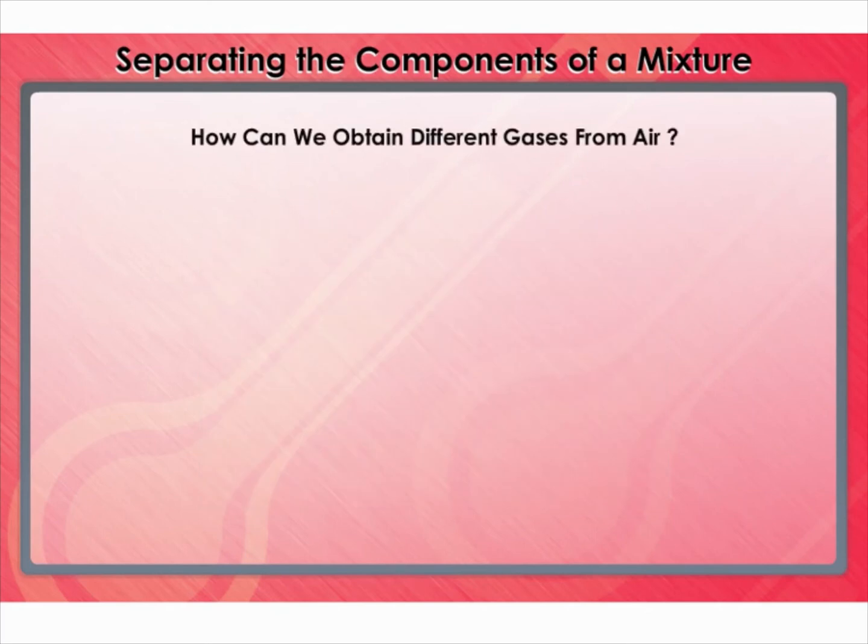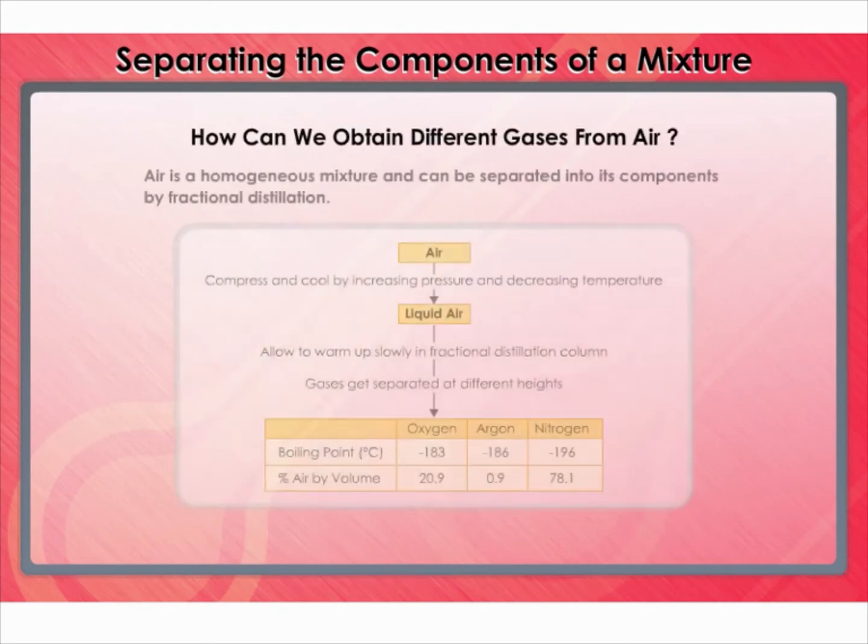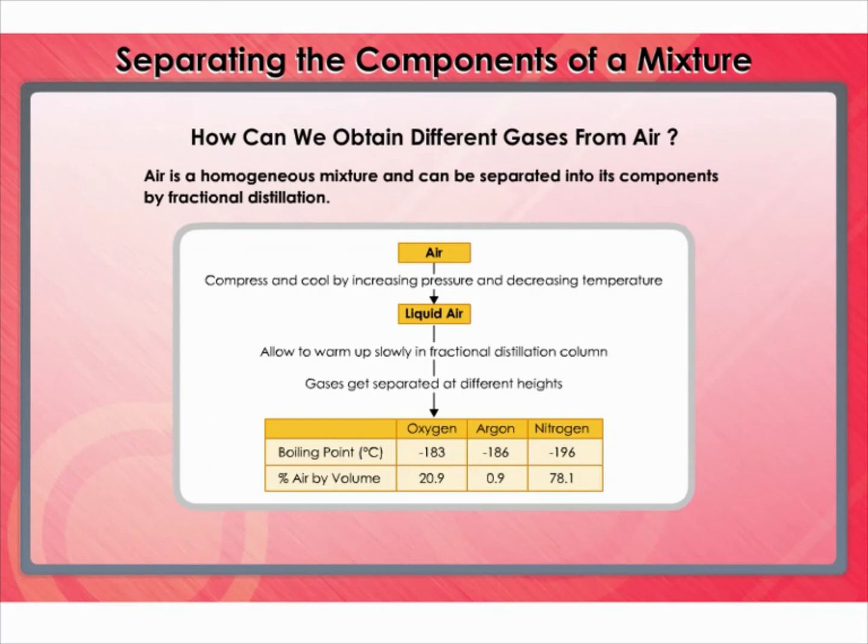How can we obtain different gases from air? Air is a homogeneous mixture and can be separated into its components by fractional distillation. Let's view the flow diagram which shows the steps of the process.